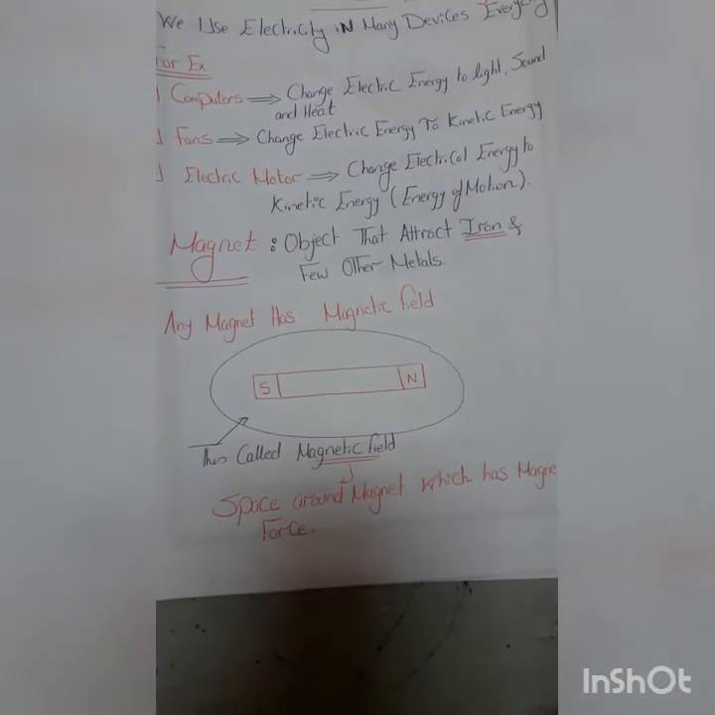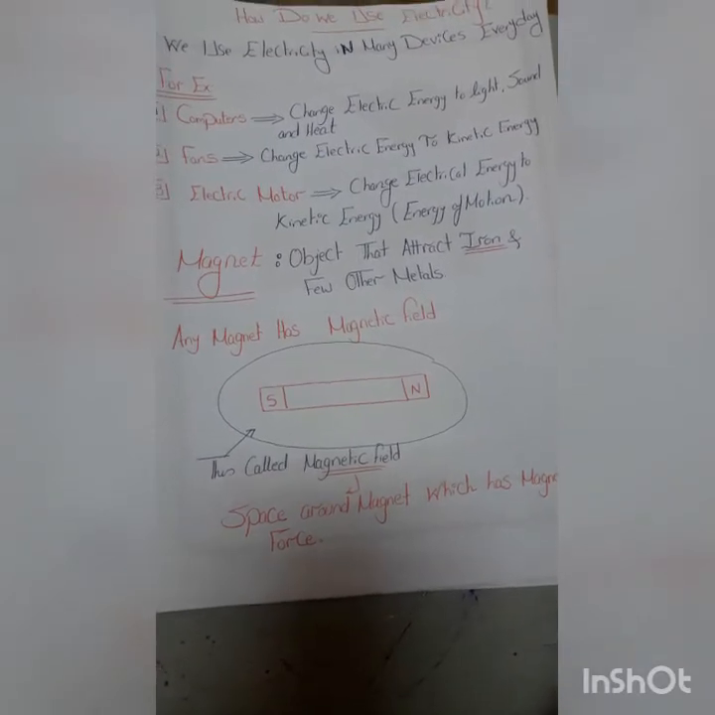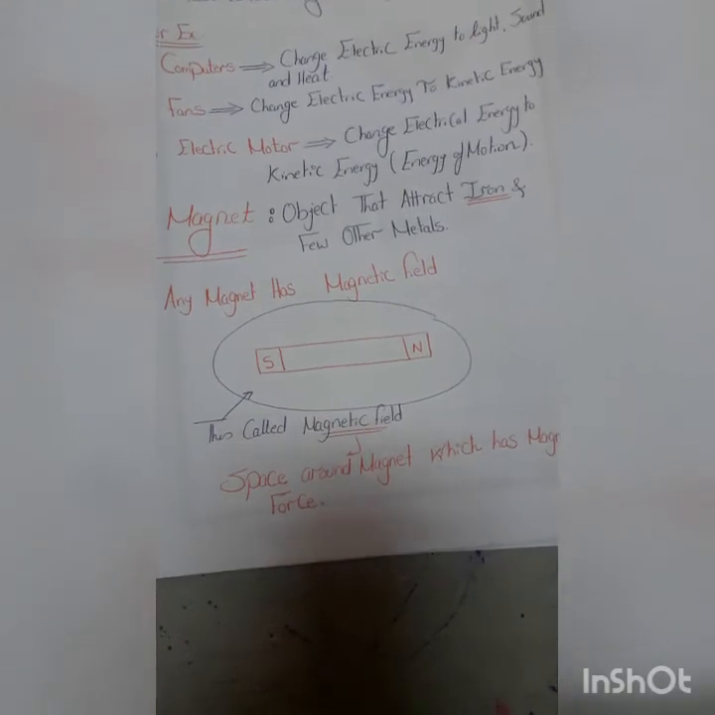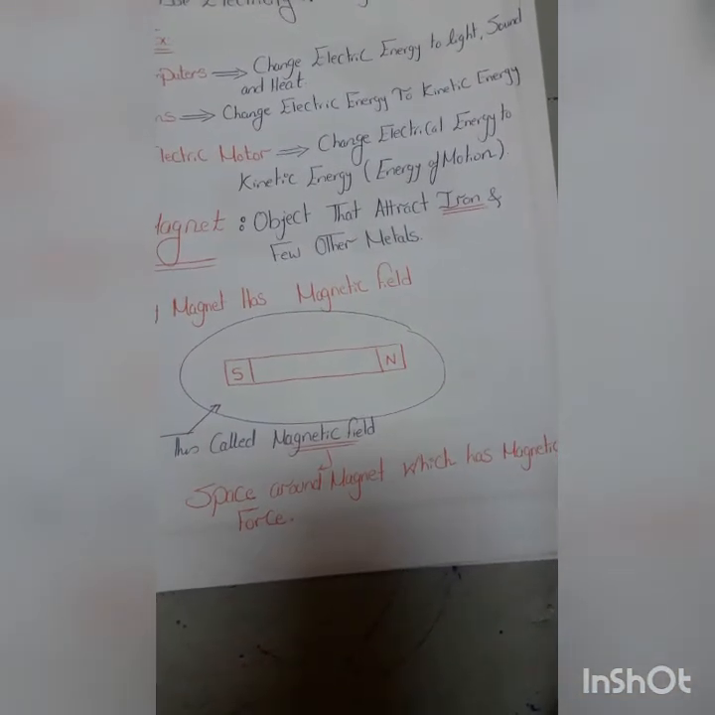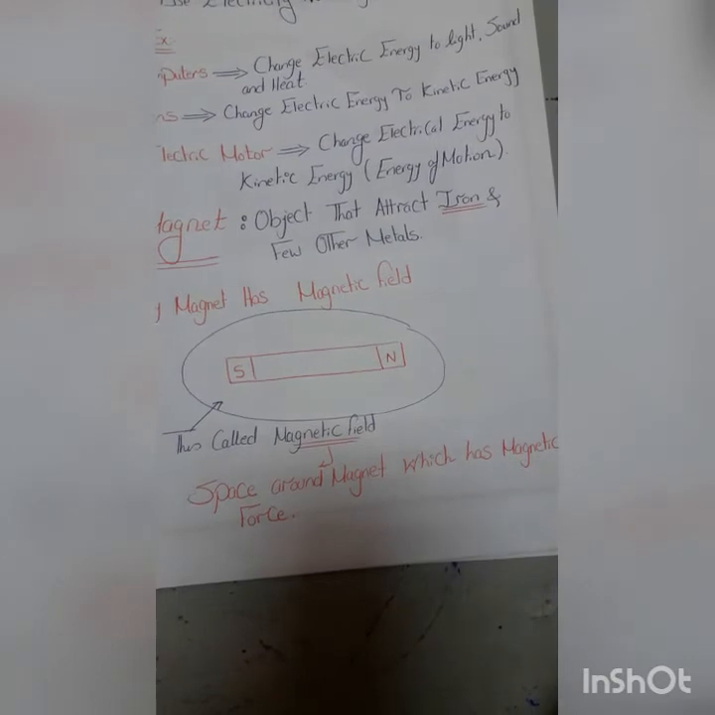This area around the magnet is called the magnetic field. This area has a lot of magnetic force. If we put any metal that can be attracted to the magnet in this area, it will be attracted. If we take this object outside this area, it's not affected by the magnet. So the magnetic field is a space around the magnet which has magnetic force. This magnetic force attracts objects to the magnet.